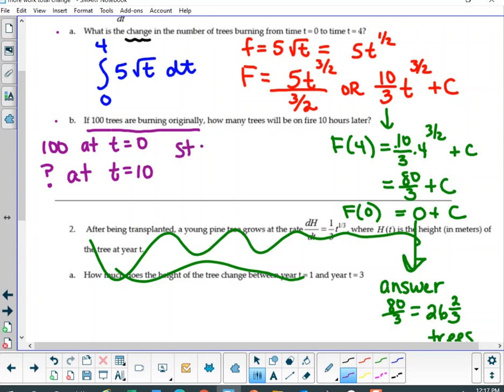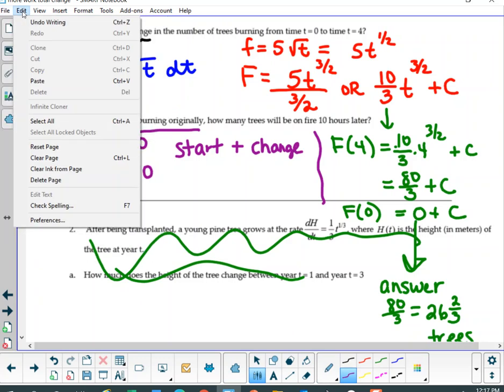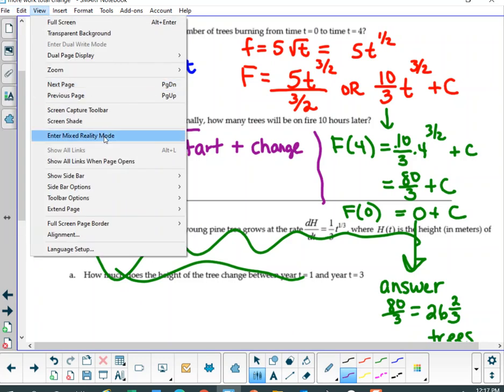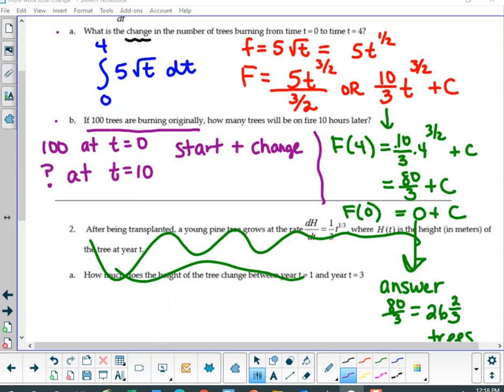So we need to take our starting amount and our change and add them together. The starting amount and the change is what gives us a final amount.